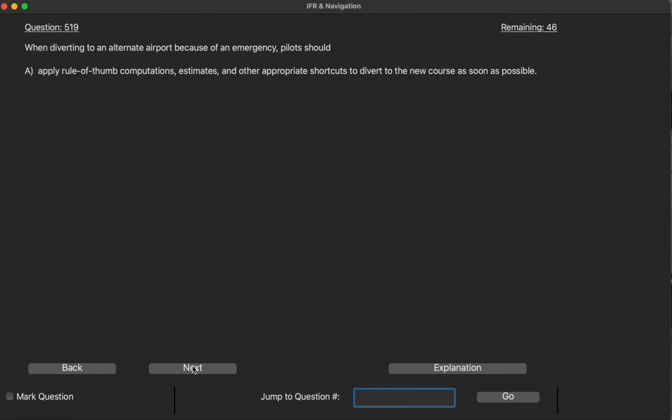When diverting to an alternate airport because of an emergency, pilots should apply rule of thumb, computations, estimates, and other appropriate shortcuts to divert to the new course as soon as possible.